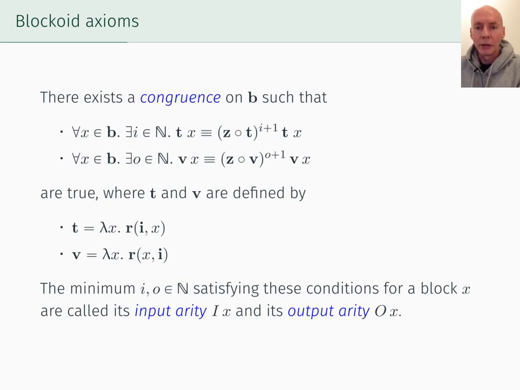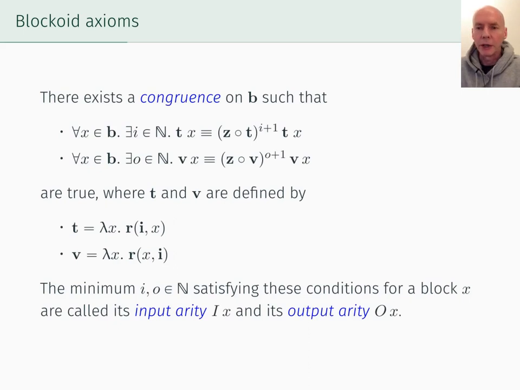So anyway, given a block X, we can define the input arity and the output arity of X, meaning the number of inputs on X and the number of outputs on X, as the minimum numbers I and O whose existence is asserted by these conditions. And for convenience, we can denote the input arity of X as capital I of X and the output arity as capital O of X.